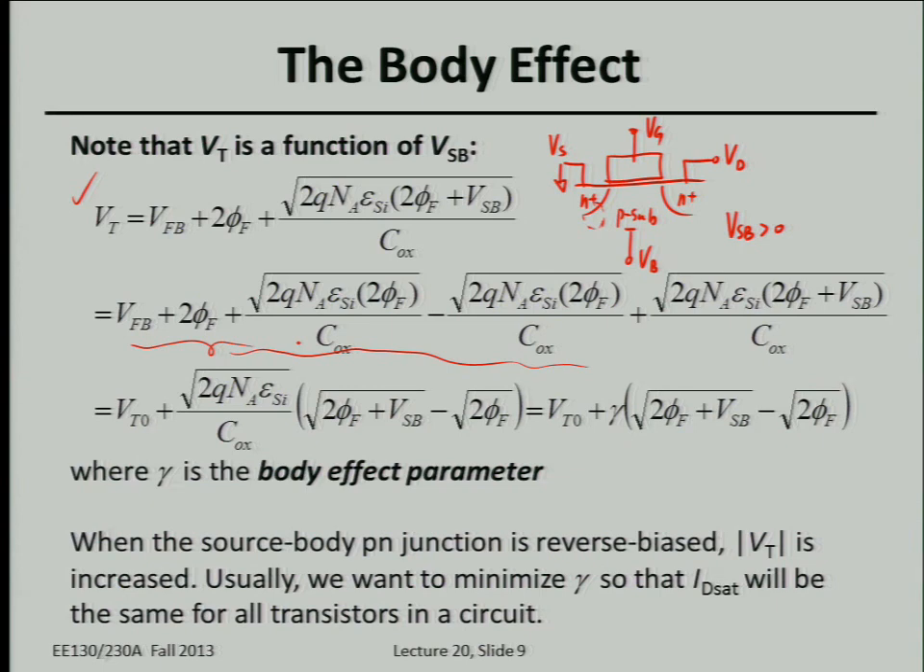We call the coefficient in front of the potential difference gamma, which is the square root of twice q times NA times epsilon silicon over Cox. That's what the coefficient tells you. So we're going to model the threshold voltage as a function of substrate bias, based on some reference value of the threshold.